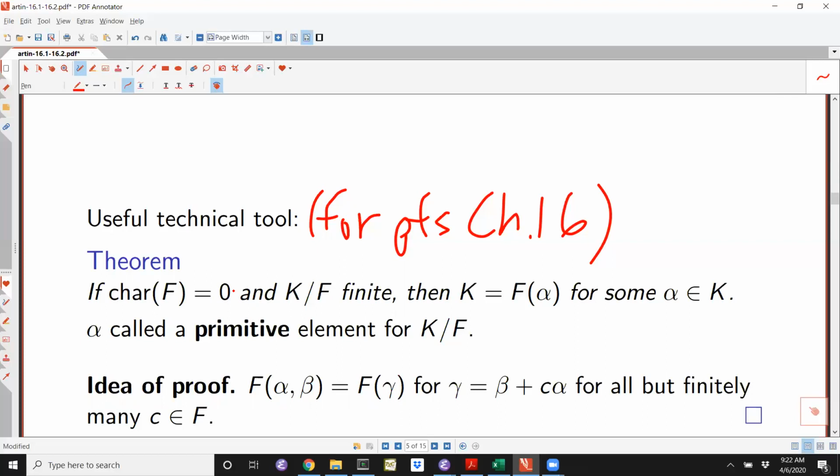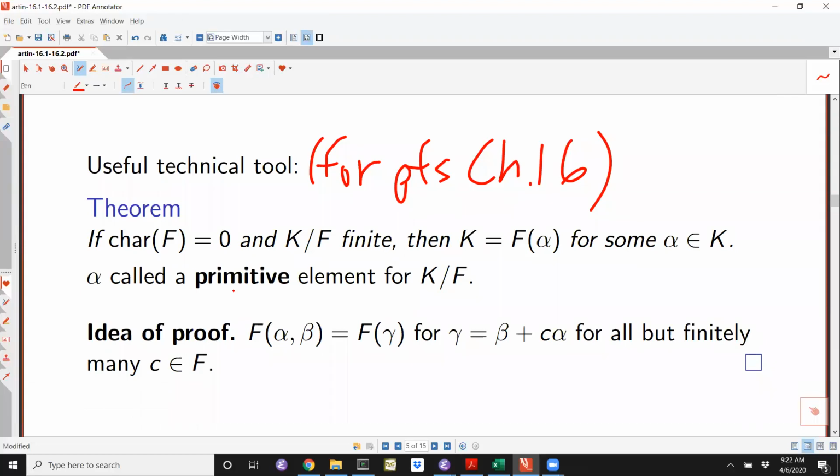In practice, you wouldn't actually want to do this for calculations, as we'll see later on. The calculations usually use something a little more symmetric looking, or more natural. For proofs, it's convenient to be able to say, if you have a finite extension K over F, just let alpha be a primitive element of that extension, and then go from there.